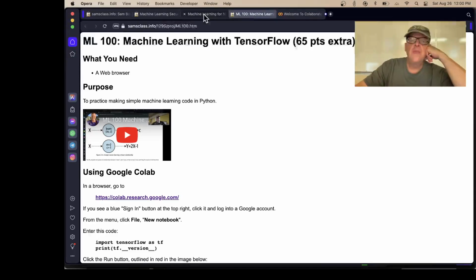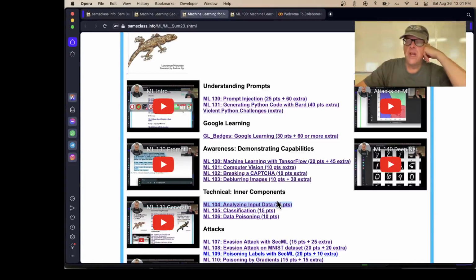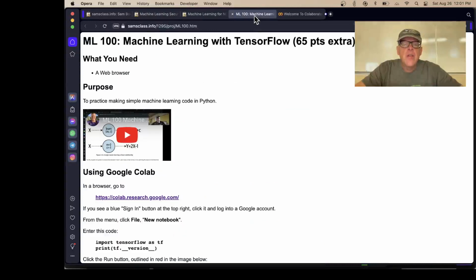Anyway, going right up to 104 is kind of skipping over a few steps. I thought it was good to start with a few simple machine learning projects just to see what they can do. So let's take a look at ML100, and we're going to use Google Colab.